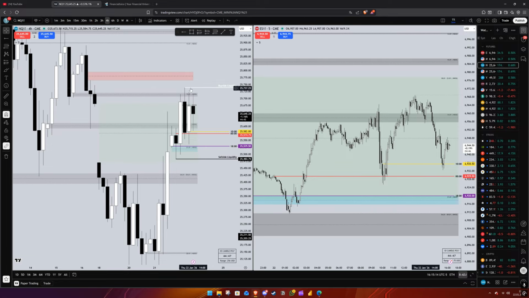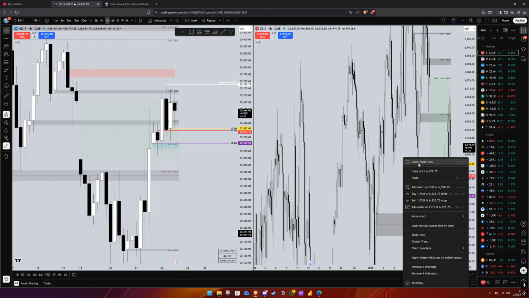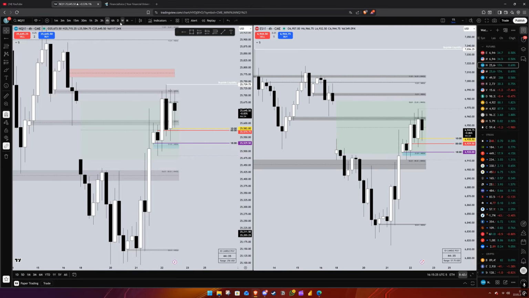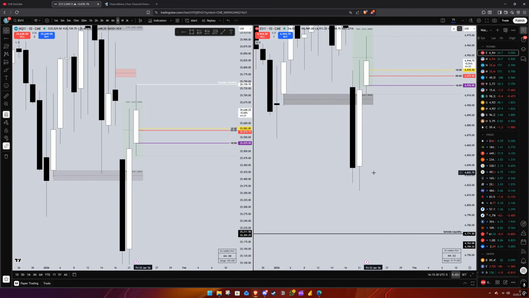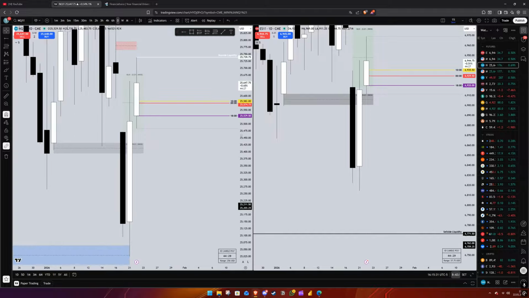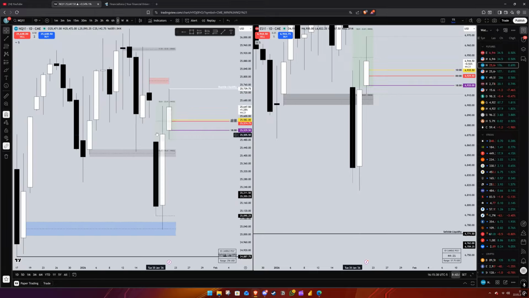I pretty much explained what I want to see in yesterday's recap, and we pretty much got what I explained. Not really the way I wanted to see it, but it played. For the guys that watched yesterday's recap, you remember that I told you that NQ right here was my main driver. I saw this sweep of previous day low, this close above previous day high.